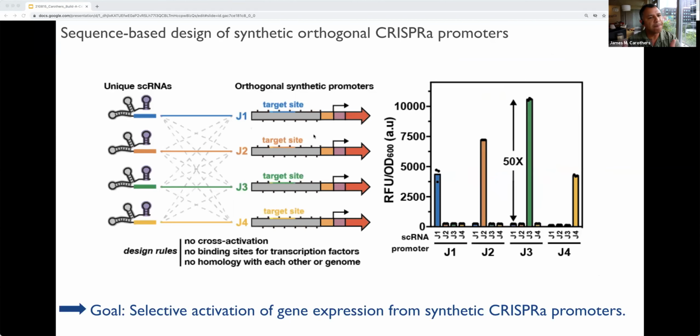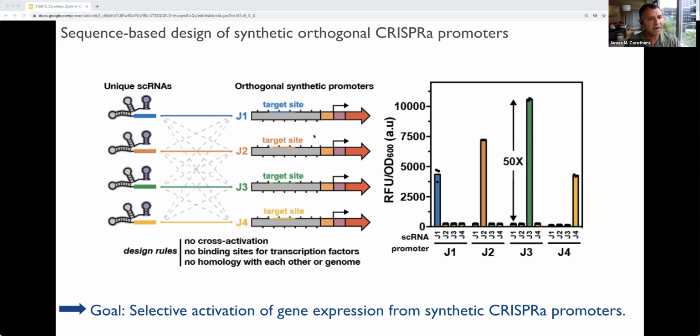So in this first set of tools that we want to build, we want to have a set of design rules for no cross activation, no binding sites for known transcription factors, and no homology within a set of target promoters. So these are going to be a set of engineered promoters that we want to be able to activate through the expression of its cognate engineered scRNA. And the reason that we want to do this is so that we can start to build out those engineered heterologous pathways and program different timing and expression levels at each of the different promoters within the system.